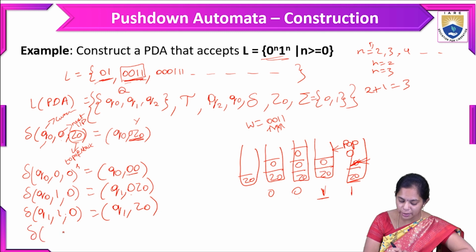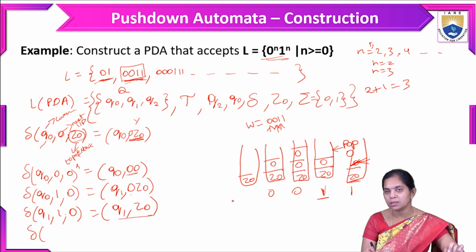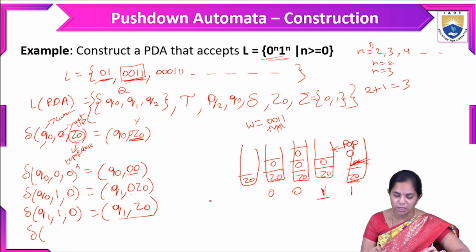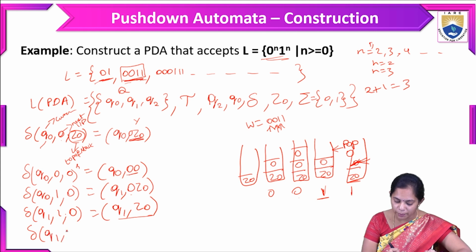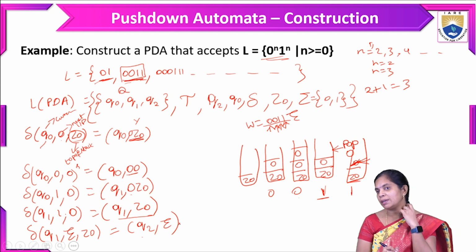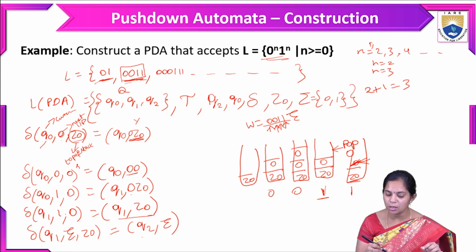Whenever this kind of situation occurs, from the Q1 state, with only the initial stack symbol remaining, it should reach the final state. So Q1 with the empty string: after consuming all the input symbols, only the empty string is there, and the top of the stack symbol is Z0, and it reaches Q2. This is the final state.